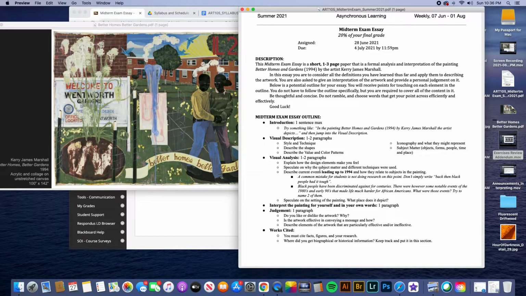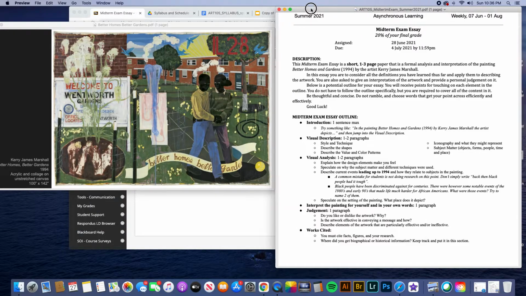Also speculate on why the subject matter and different techniques were used. I see multiple techniques in this painting. Why do you think the artist used those multiple techniques?